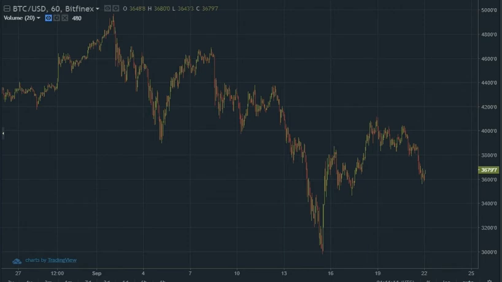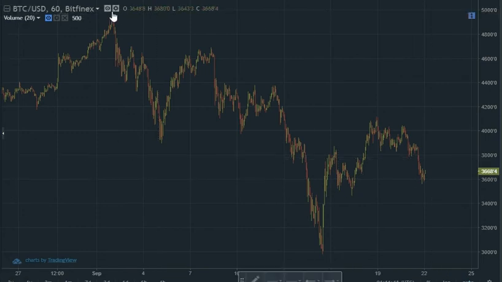And we're looking at right now the 1 hour chart. I just want to take you through some of the things that I'm seeing right now, because I think that this downturn has a few implications.